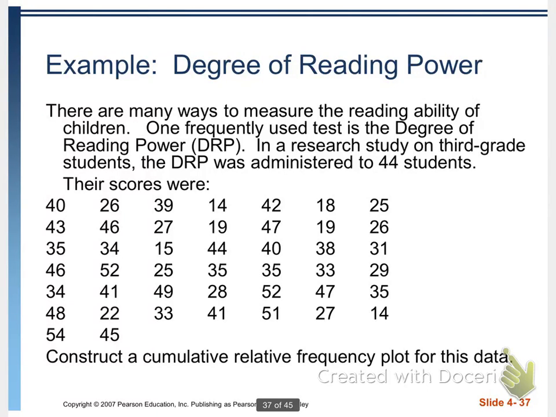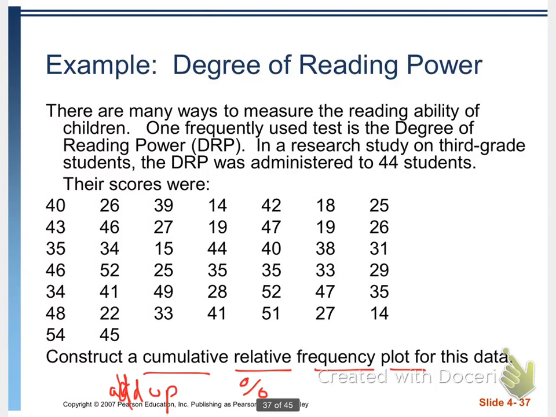Okay, so they want us to construct a cumulative, that means keep adding or counting onto it, relative, that means percent, frequency plot. So what we need is a frequency table, and we might need a relative frequency table, but it'll be easier once we have the frequency table, so we can do that.